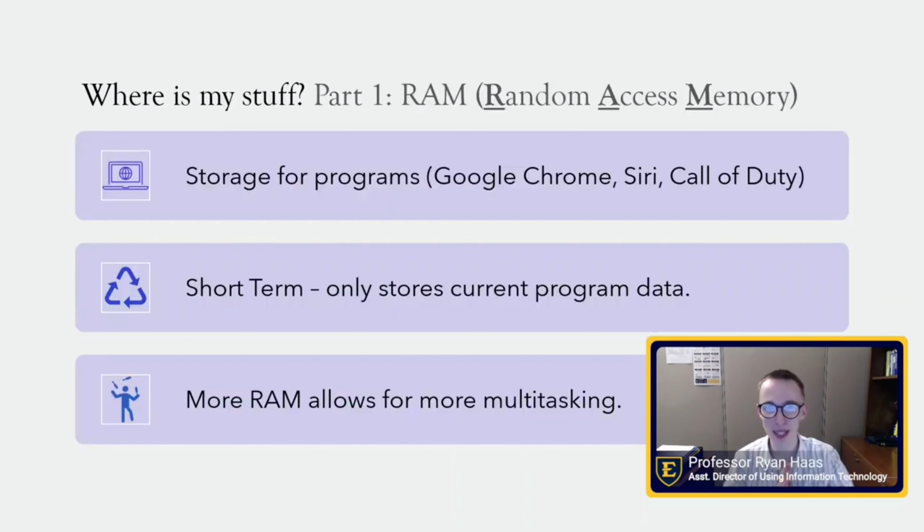So where is my stuff? Now we're going to talk about RAM, or random access memory. This is also what we call volatile storage, meaning it's not permanent. So when you see the term memory when you're shopping for laptops or smartphones, computers, this is what they're talking about. They're talking about random access memory.